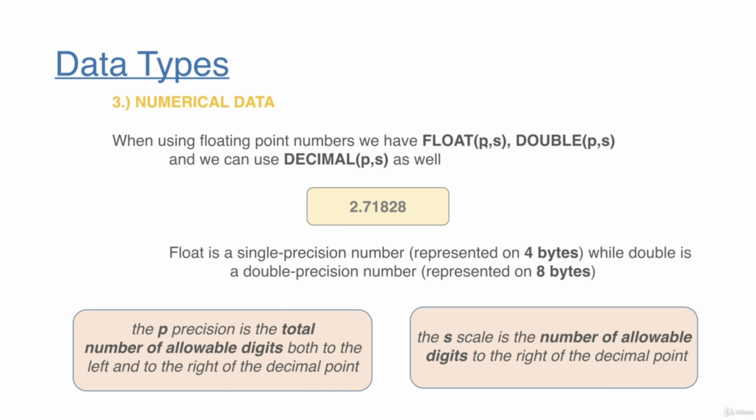Of course, for decimal we have two parameters, p and s. The p stands for precision. It is the total number of allowable digits both to the left and to the right of the decimal point. What about the scale or the size? It is the number of allowable digits to the right of the decimal point. So here we have the decimal point and we have 1, 2, 3, 4, 5 digits on the right side of the decimal point in this case, and we have a single digit on the left side of the decimal point in this case. So we can define what kind of values we would like to store with float, double, or decimal. And of course, it is again absolutely crucial.